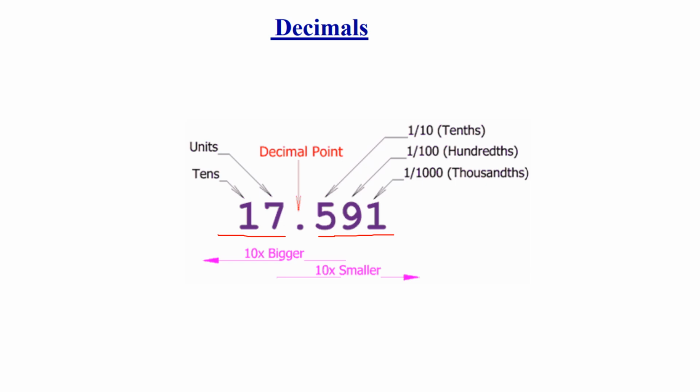When you move from right to left, one place is 10 times bigger, because this 7 is the unit place, and then 10 is the tens place, and hundreds, thousand, 10,000, and so on. So it is 10 times bigger. But after the decimal point, when you move from left to right, it's 10 times smaller, because this 5 is the tenth place, 9 is the hundredth place, and 1 is the thousandth place.